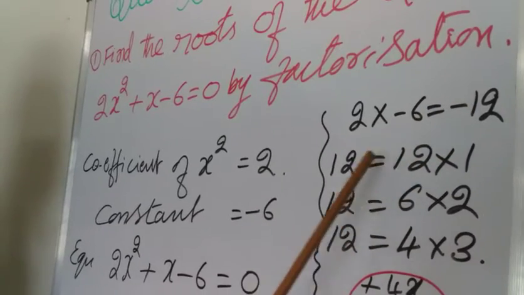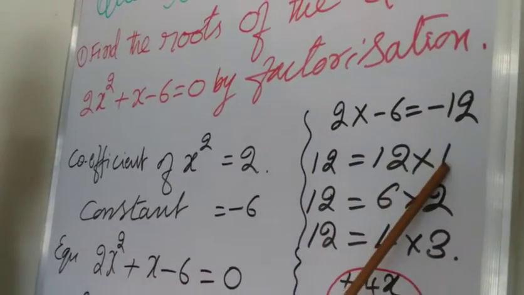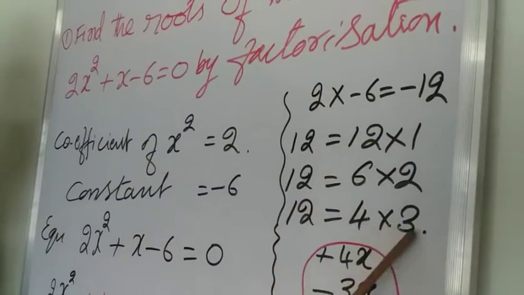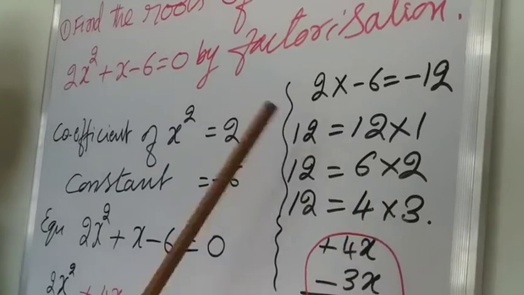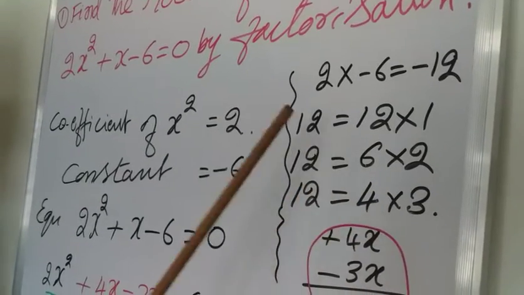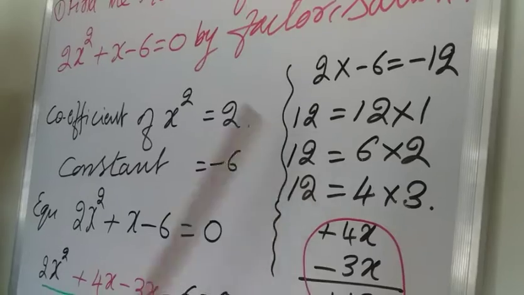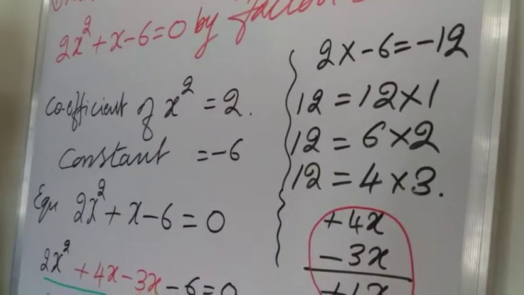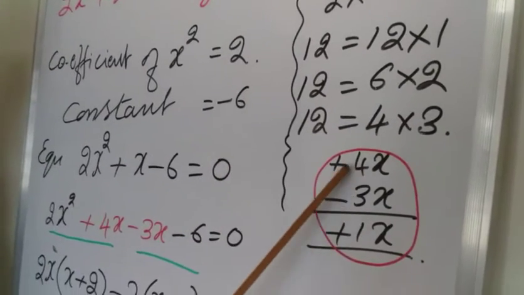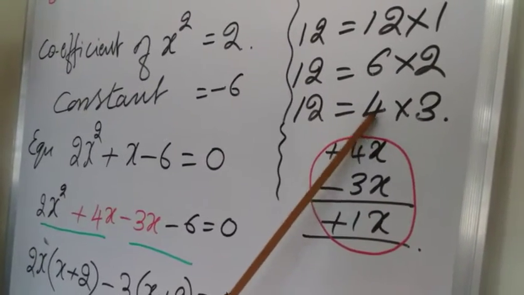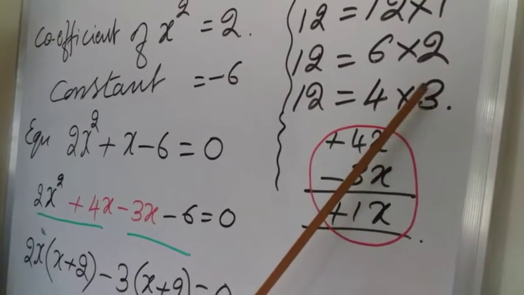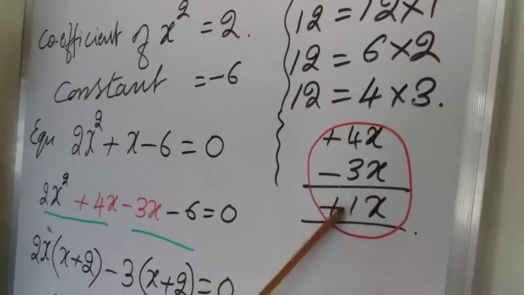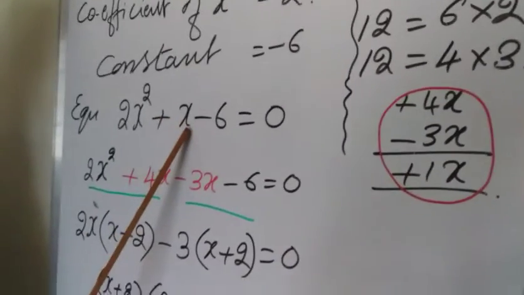Find the factors of 12: 12 into 1, 6 into 2, 4 into 3. These are the three pairs of factors in which the product is the same, 12, but the sum should be equal to plus 1. So you have to select the pair like this: plus 4x and minus 3x. The sum of these two is equal to plus 1x, which is exactly equal to plus 1x.